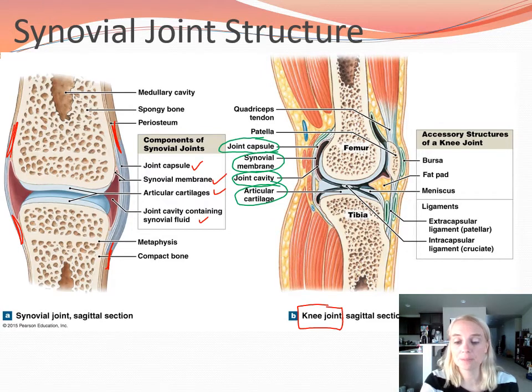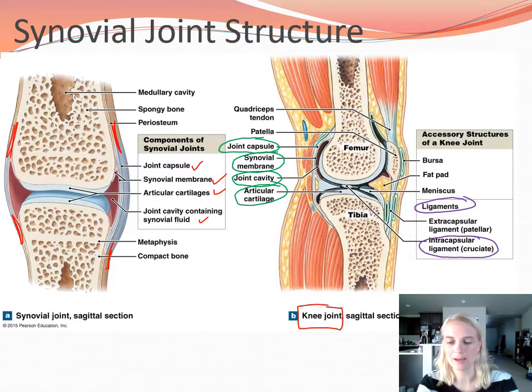Well, sometimes we can have accessory ligaments. If they're inside the capsule, they're called intracapsular, intra meaning inside. If they're outside and supporting outside of the capsule, they're called extracapsular ligaments. And we'll see all the names of these when we get to the actual knee details.